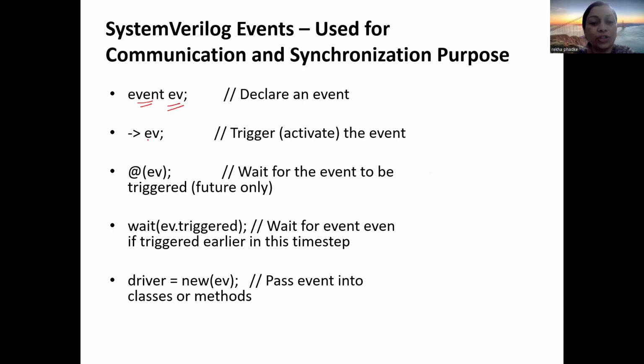This triggers or activates the event. If another process has to wait for that event, the command is @ of event. This waits for the event to be triggered in the future only. If the event has happened in the past, it will not recognize it. It will understand only if the event is triggered in the future, so @(EV). Suppose you want to consider events which have happened in the past also, then you can use wait(EV.triggered).